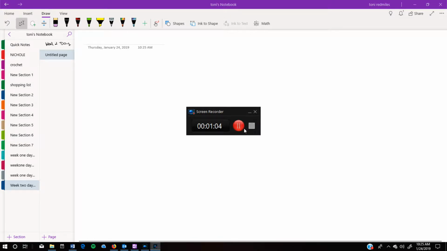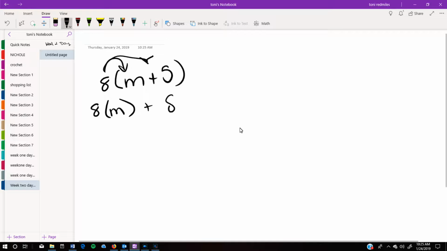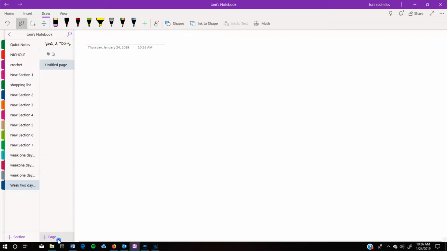The next one is 8 times n plus 5. So this is a distributing. I'm going to multiply the 8 by everything in the parentheses. So 8 times n plus 8 times 5. 8 times n is just 8n because that's still an unknown, and 8 times 5 is 40. So this is my simplified answer. All right, number 3.